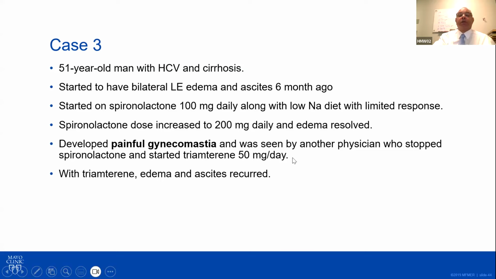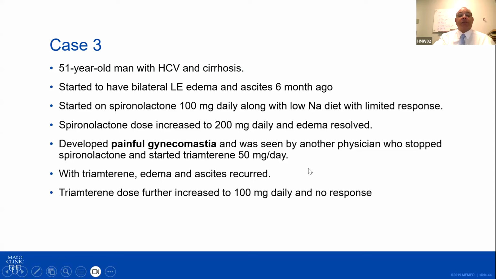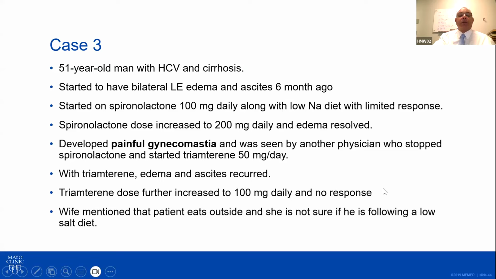So you're still enjoying yourself on the North Coast, and he comes back to the same intern, who increased his dose to 100 of the Trimethoprim and told him, you're not cutting the salt enough, keep cutting your salt. But despite that, there is no response. The patient's wife says that he's eating outside a lot, and she's not sure if he's actually following a low salt diet or not. So his wife kind of put him under the bus here.